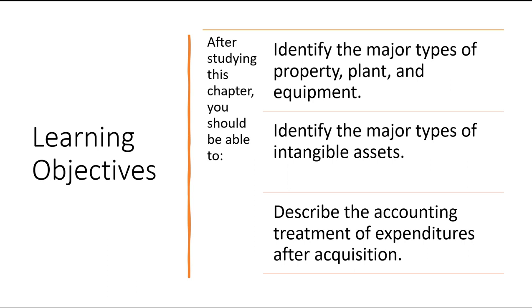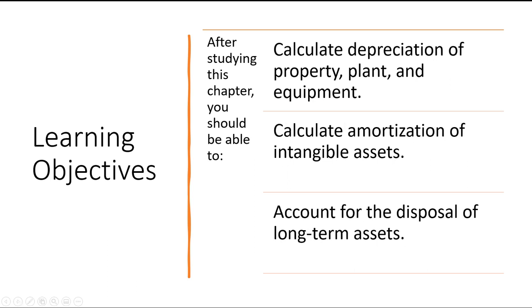So there's a couple things as we own the assets. One is expenditures after acquisition. So that's, if you have a repair or something like that on one of your assets. And then we're going to look at depreciation of property, plant, and equipment assets and amortization of intangible assets. And both of those are the recording of the allocating the cost of the asset over its useful life. And then finally, we'll take a look at what happens when we're done with the asset. So say it's a car and you're done with it and now you're going to sell it.